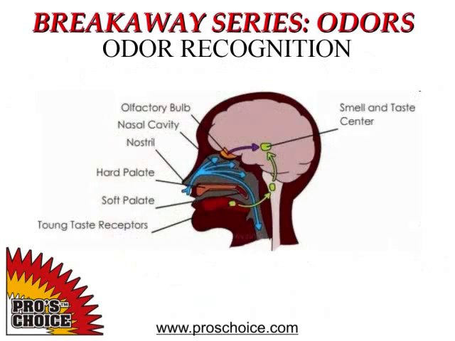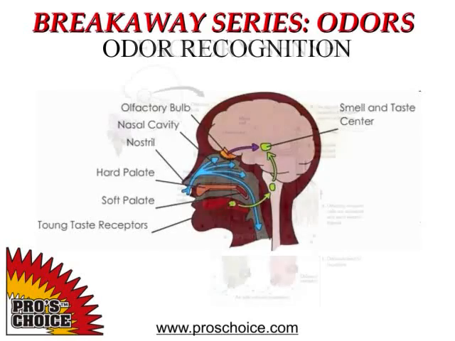Odor molecules enter the nasal cavity through the nose. Inside the cavity, these molecules activate receptor cells that send a signal through the olfactory bulb to the taste and smell center of the brain. Here, the signal is translated into what we identify as a smell. Let's take a closer look at this.